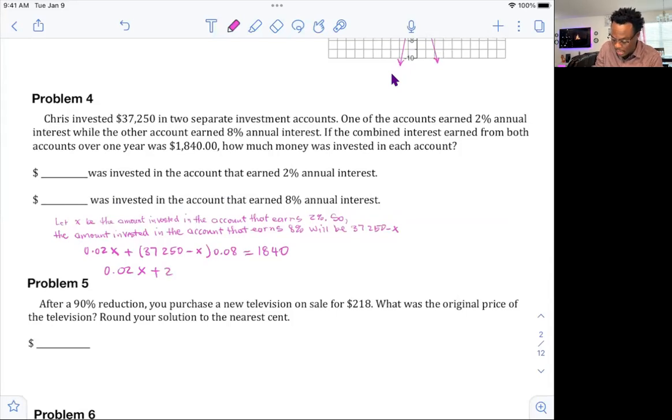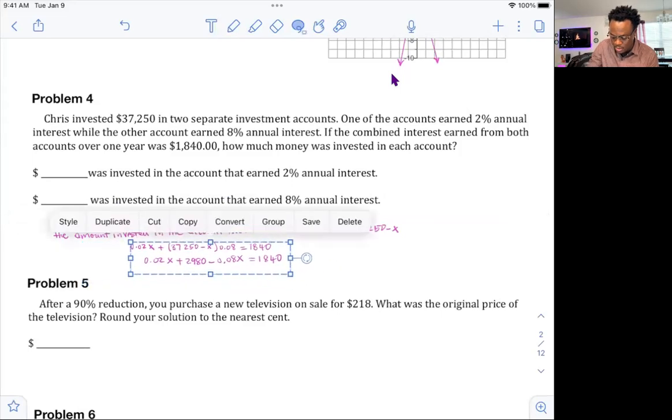I just multiply 0.08 by 37,250. That gives me 2,980 minus 0.08x equals 1,840. And then now we can simplify.